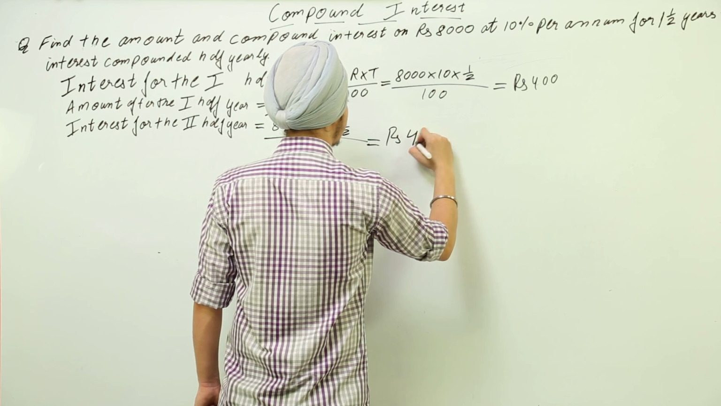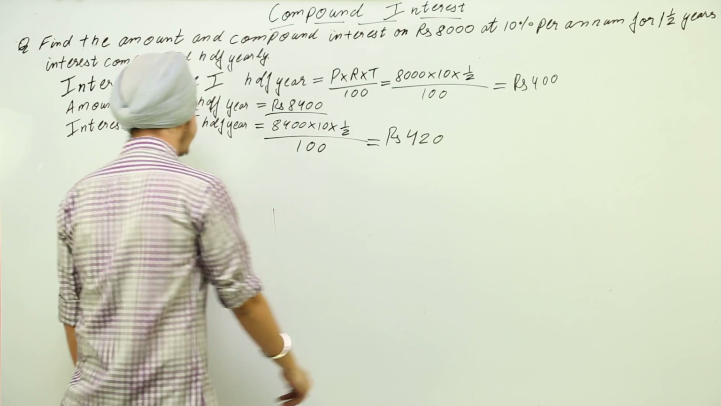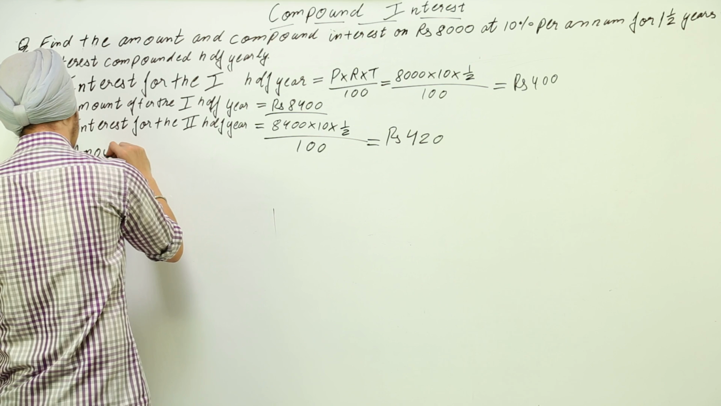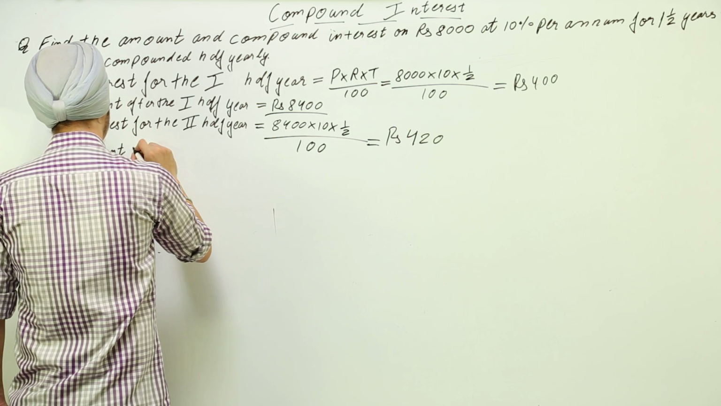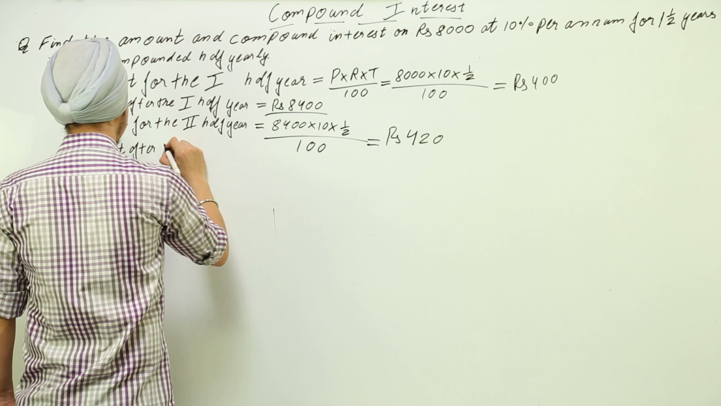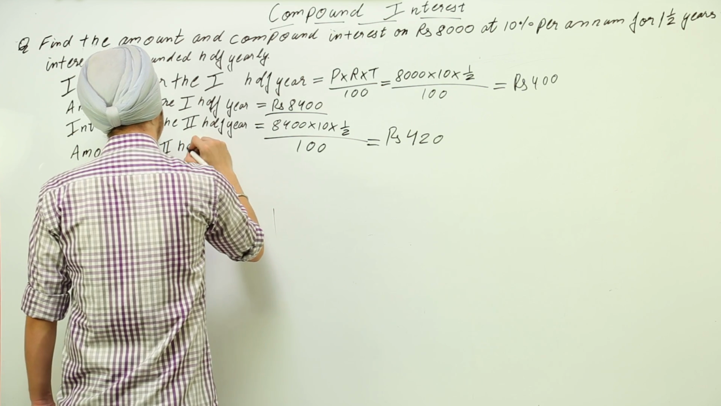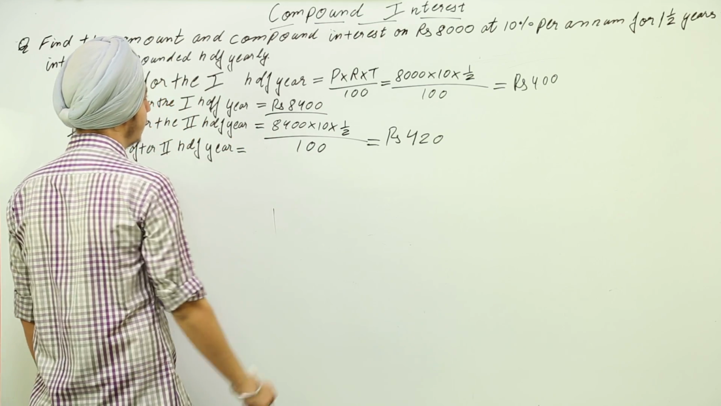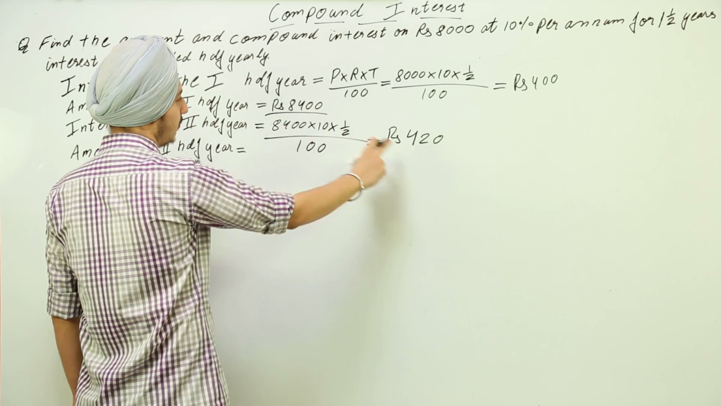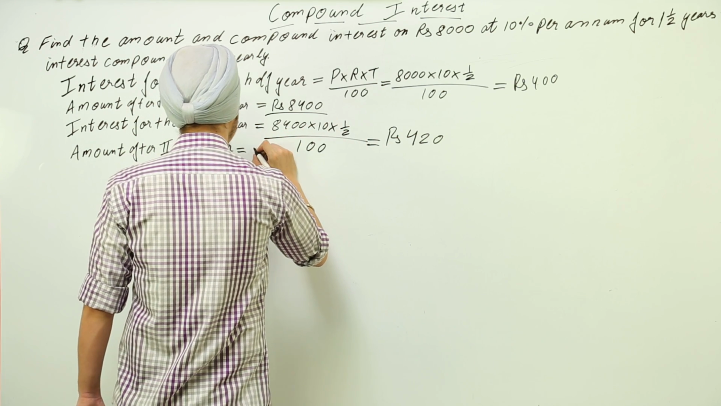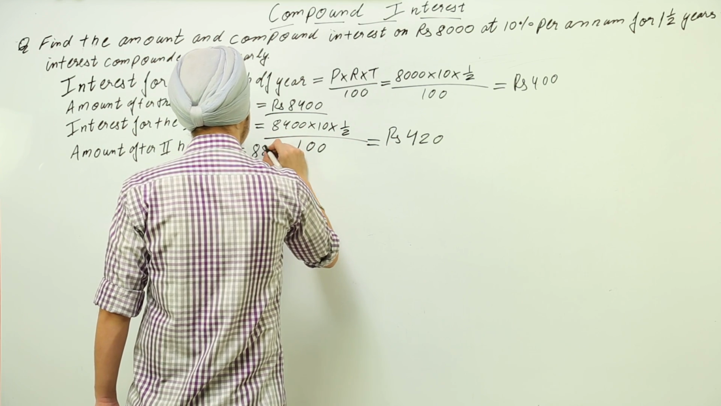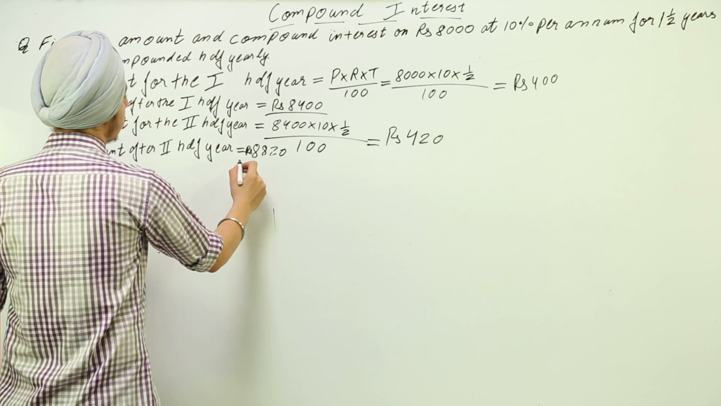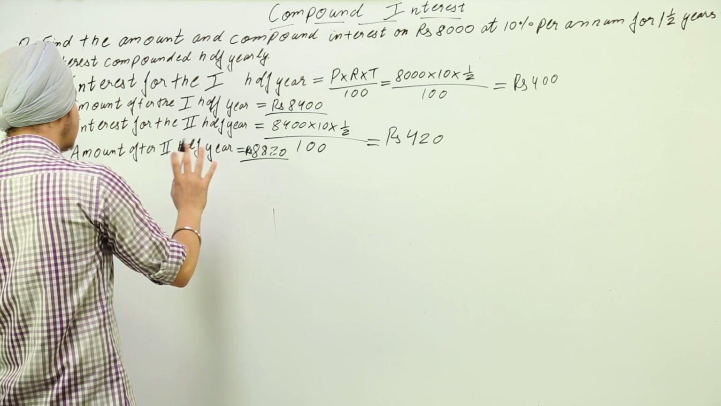This comes out to be rupees 420. Now the amount after the second half year is equal to 8400 plus 420, that is equal to 8820 rupees. This amount is also the principal for the third half year.